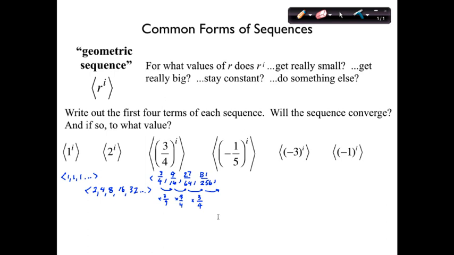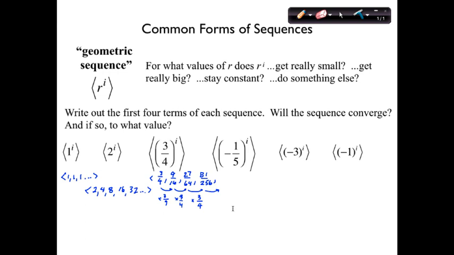So what effect is that going to have? You're always going to have 75% of what you had previously, right? You keep taking 3/4 of what you had. So what's going to be the result of that? Yeah, that's going to converge to 0. You're always taking a fraction of what you had before.